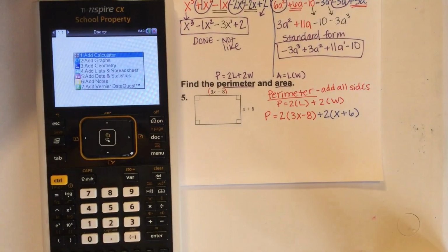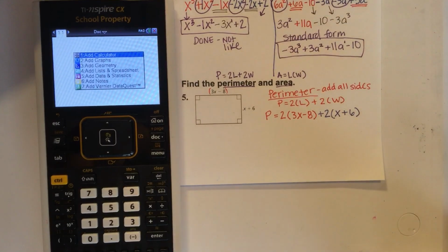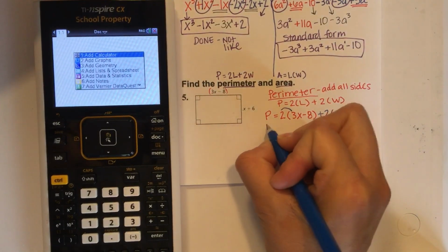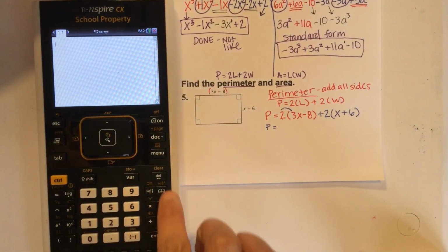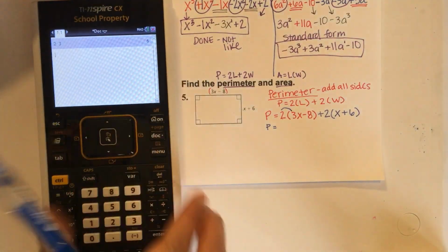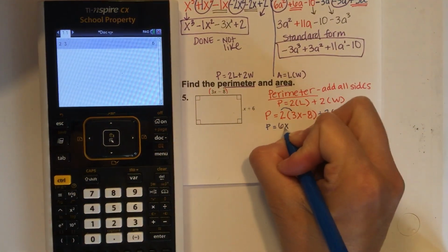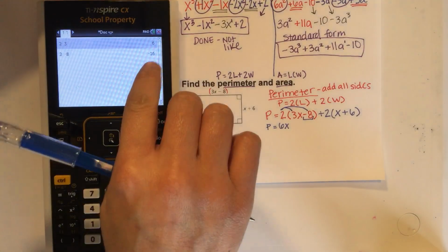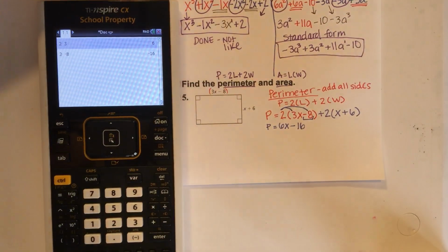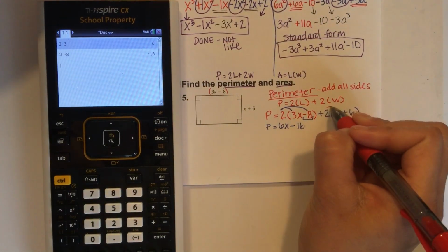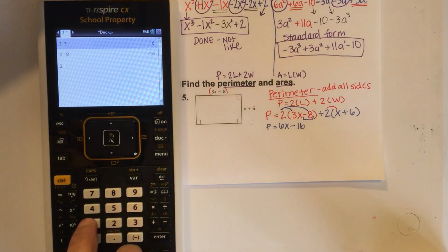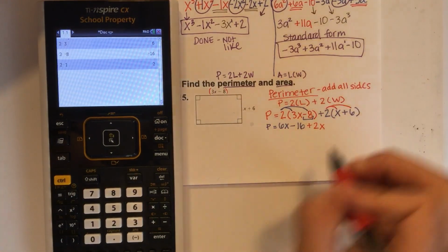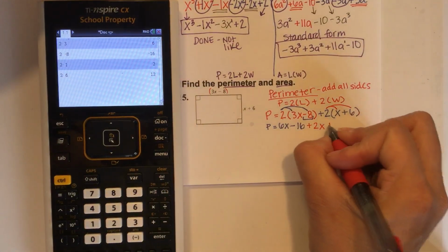x plus 6. When we do that, we're going to distribute and multiply. So we're going to multiply 2 times 3x. So P equals 2 times 3 is 6. So we're going to get 6x. Then we're going to take 2 times a negative 8. 2 times a negative 8, you get negative 16. Then we're going to take 2 times x, so 2 times 1 is plus 2x. Then we're going to take 2 times 6, so 2 times 6 is plus 12.